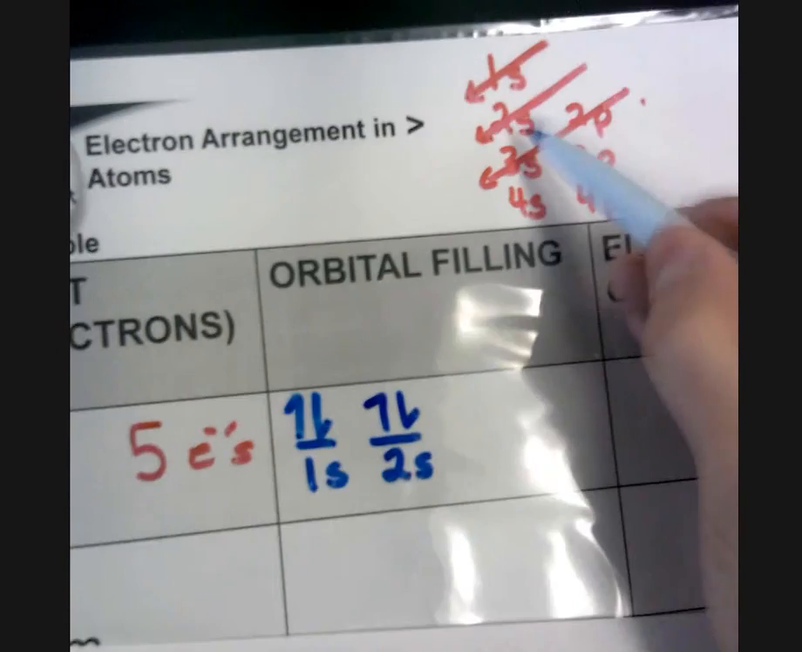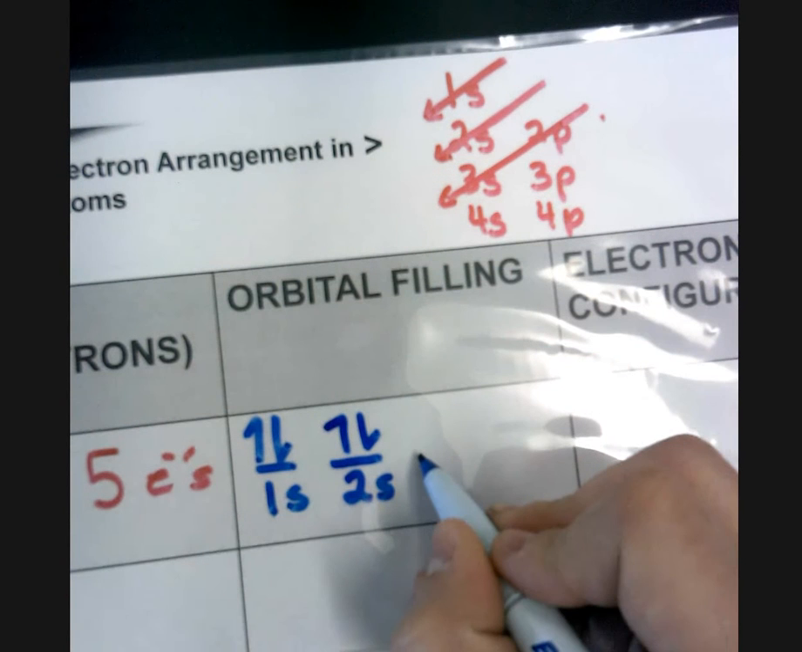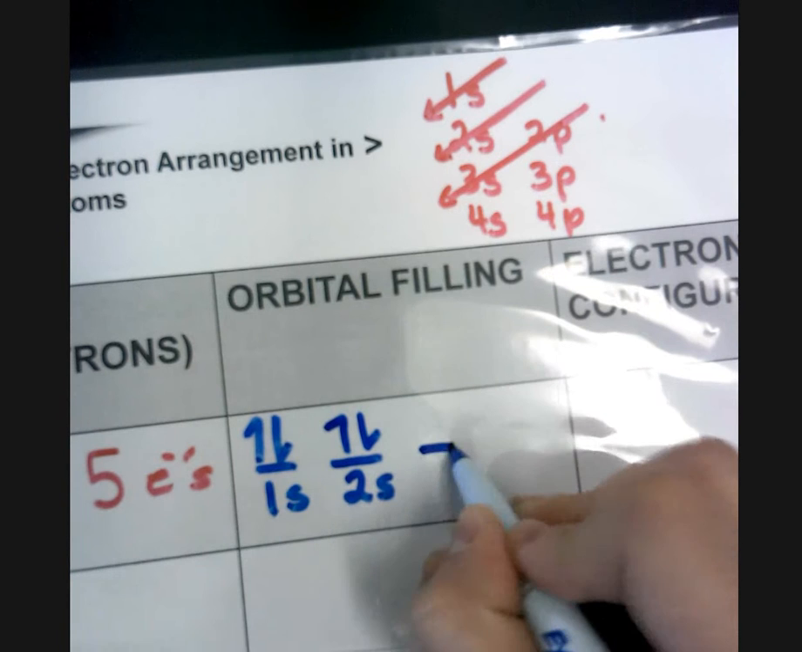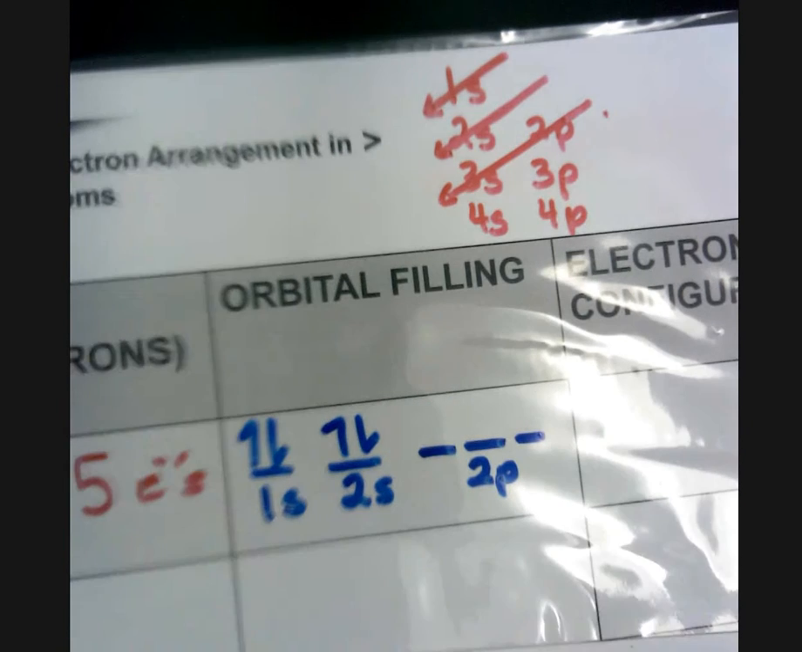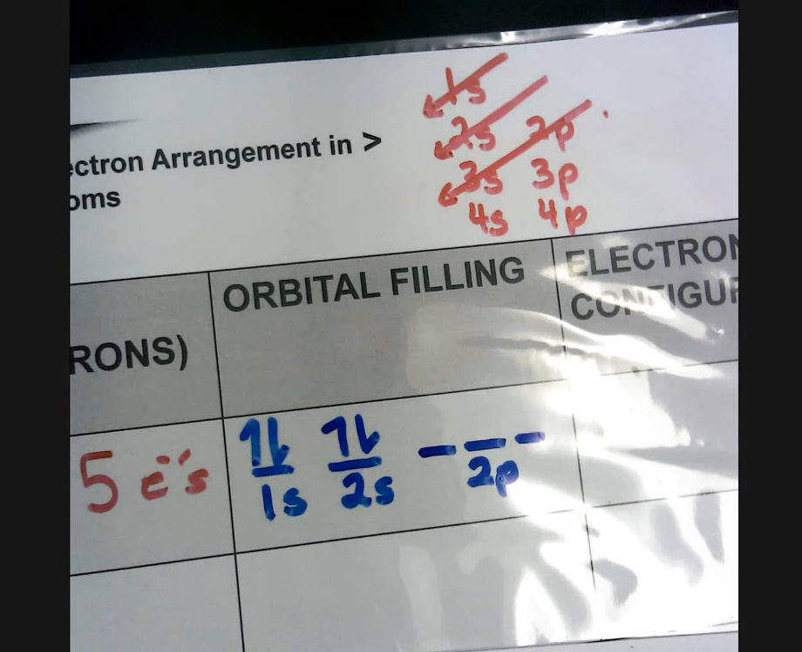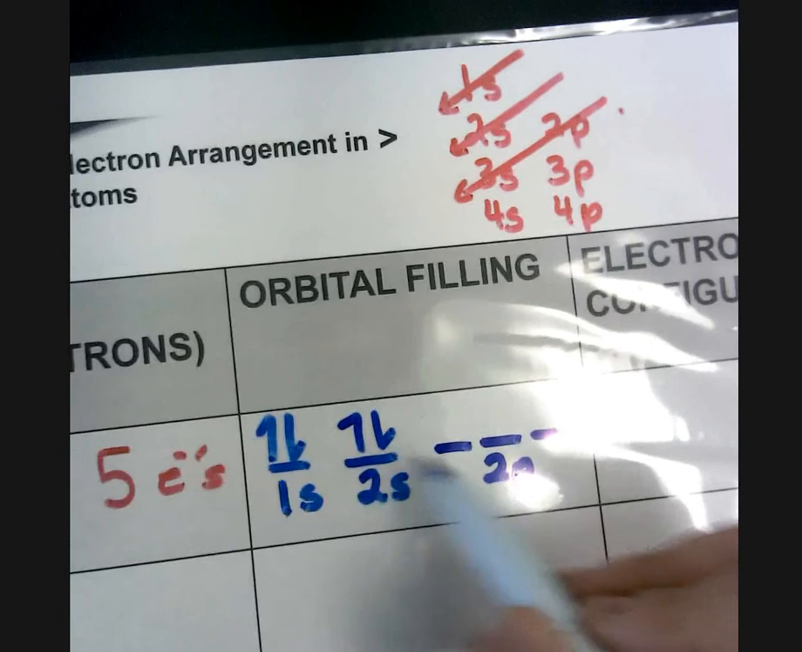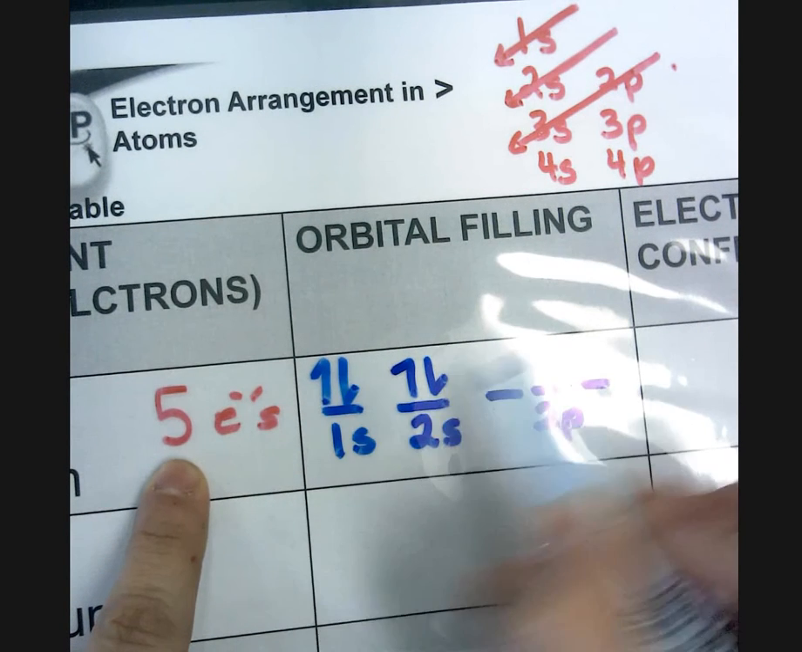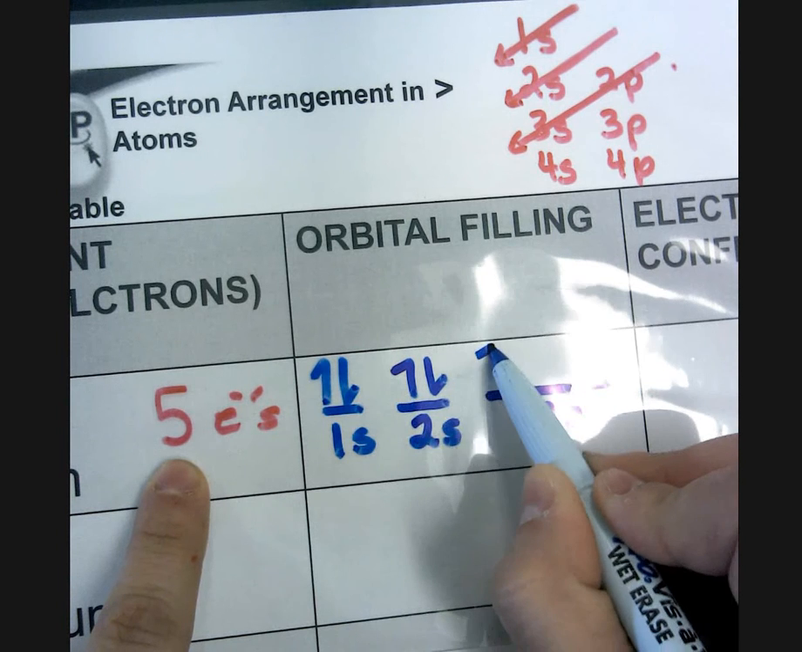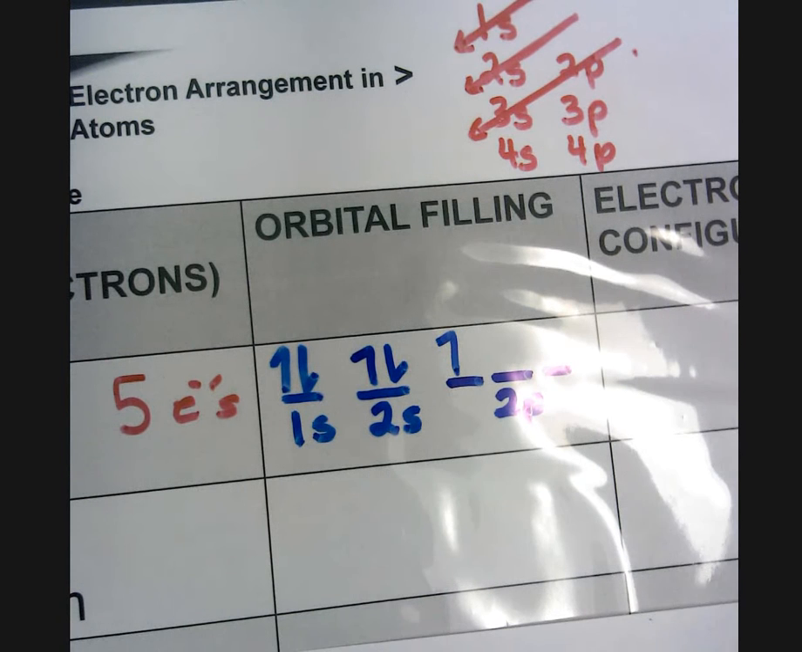After the 2s, what comes next? 2p. But for the p, there have to be 3 lines. That doesn't mean you're going to fill them all. You just have to represent that there are 3 orbitals in every p. Now notice, we only need 5 electrons for boron. We have 1, 2, 3, 4. So the only one we're going to add is the first positive spin, pointing upward, and that's it. Why do we stop there? Because boron only has 5 electrons.